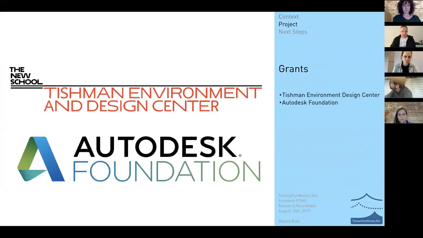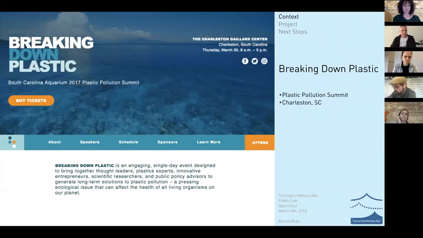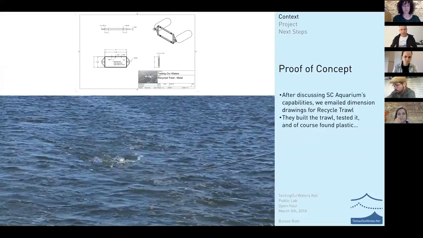We received some grants from Tishman and Artist Foundation. We went to the Breaking Down Plastics conference. But what this all led to was building a series of do-it-yourself trawls that anyone could build on their own. And so this particular trawl takes 2-liter water bottles and attaches them to a metal frame and uses the plastic bottles as part of the solution, so you can start to test it.